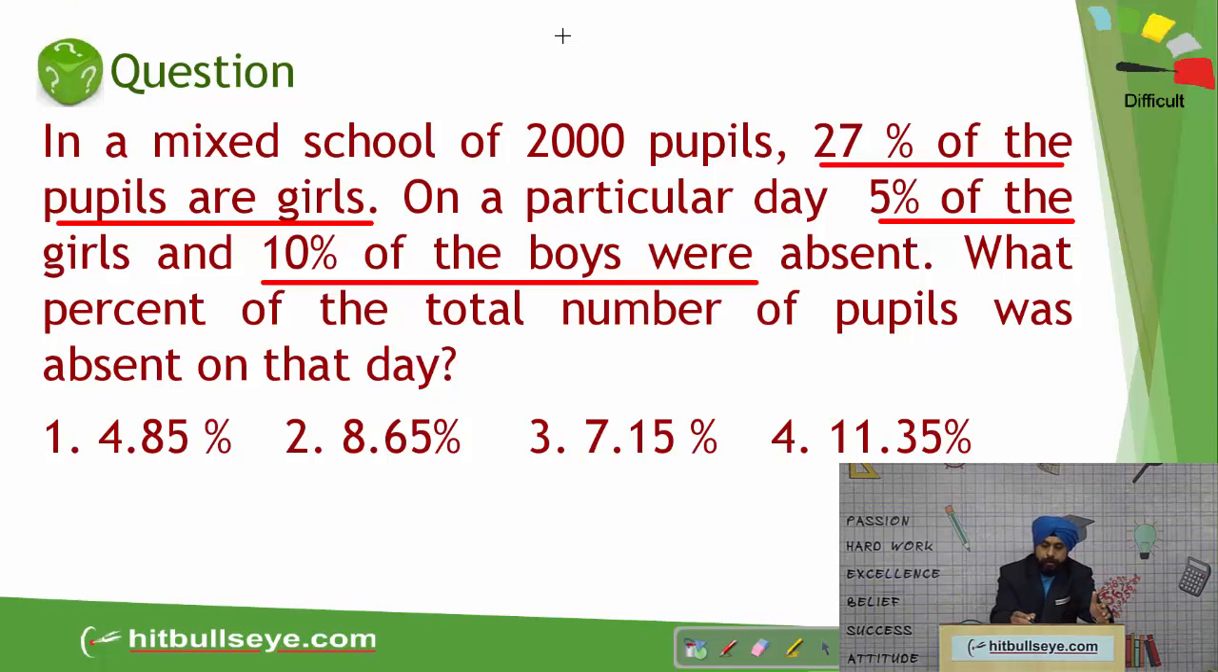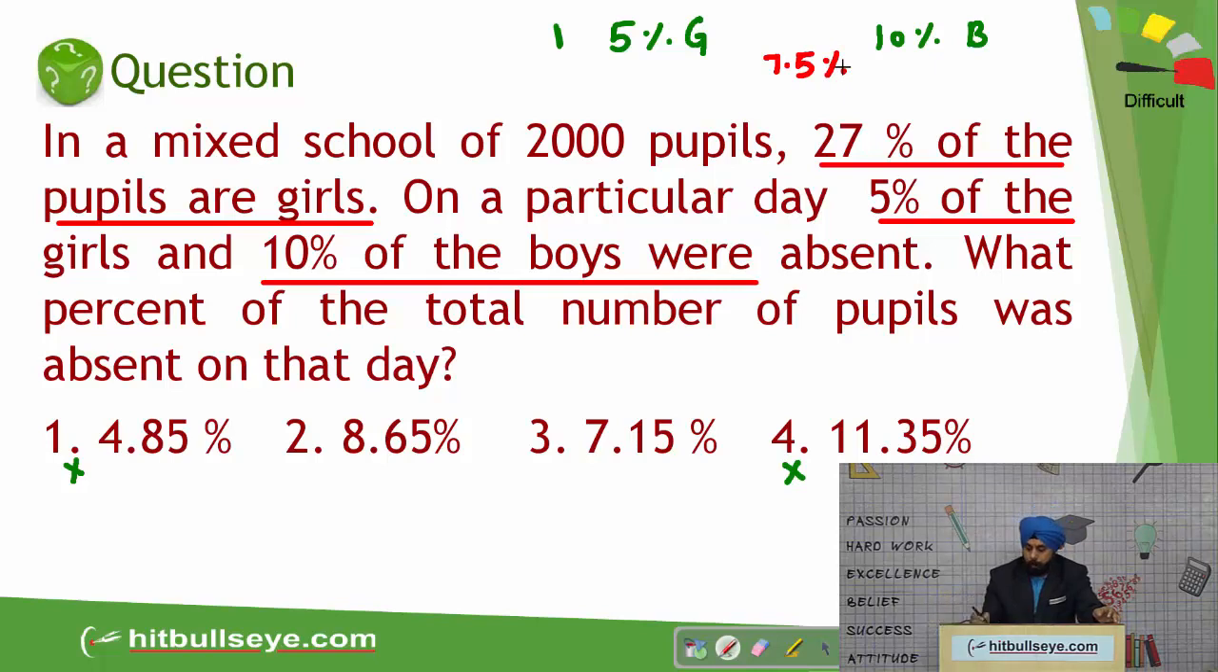Can you say 5% of girls and 10% of boys. So student, first learning is if you take their combined average, it has to fall between 5 and 10. So first option gets rejected and fourth option gets rejected. Now out of second and third, you can say 5 and 10 will have a simple average of 7.5%. But that shall be our answer if the number of boys and girls are equal.